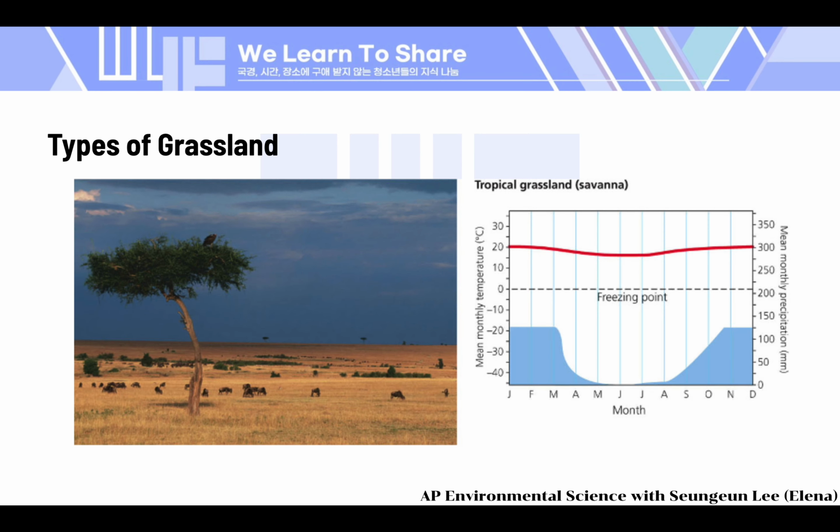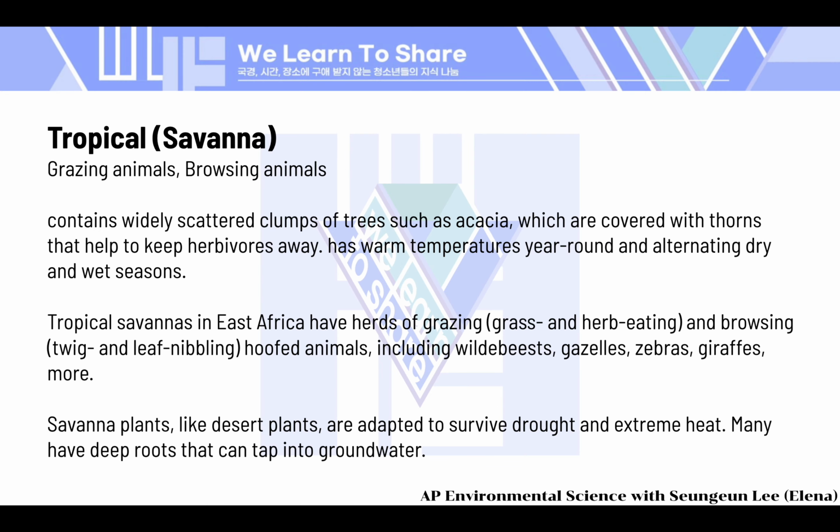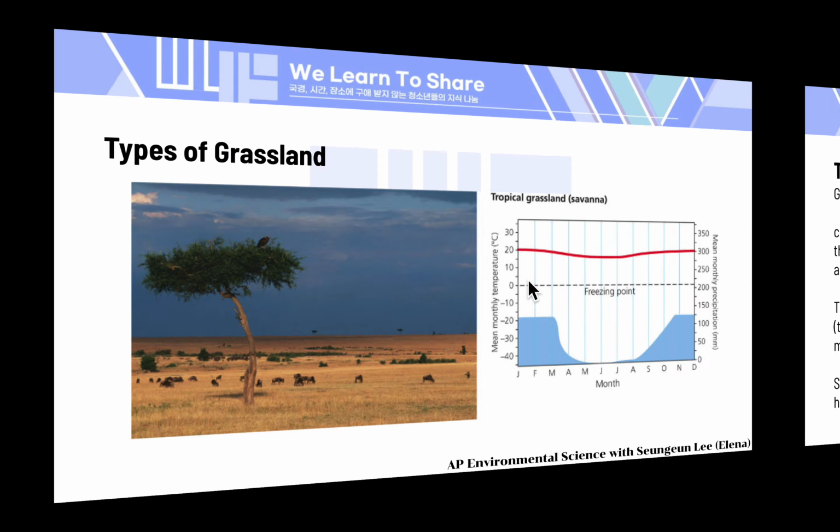Okay, and now let's look at types of grasslands. So this one is a tropical grassland, or you can call it a savanna. Tropical savannas like those in East Africa are grasslands with scattered trees and a variety of grazing and browsing animals. The vegetation here has deep roots to survive droughts and extreme heat. You can remember these like this, and then you can see there's a lot of precipitation over here.